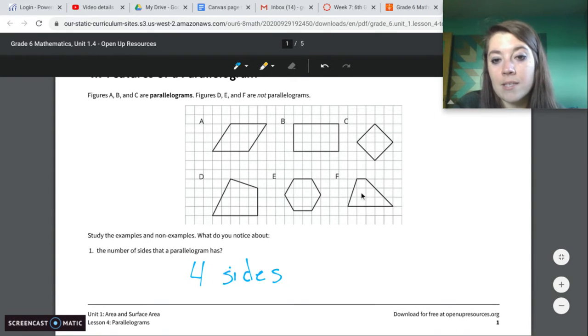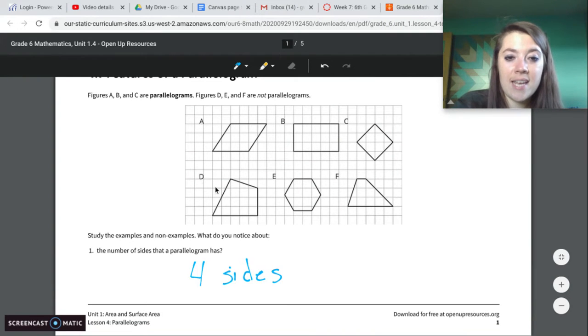Now in this case, this side and this side, they're going to intersect each other and they're not the same length. So that means it can't be a parallelogram despite having 4 sides. Now on D, once again, this side and this side are not the same length and eventually they are going to intersect each other. So once again, not a parallelogram.